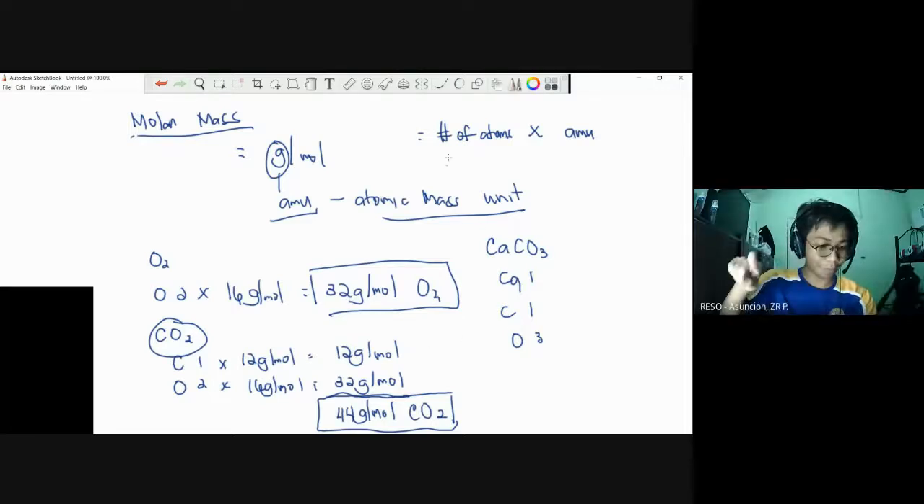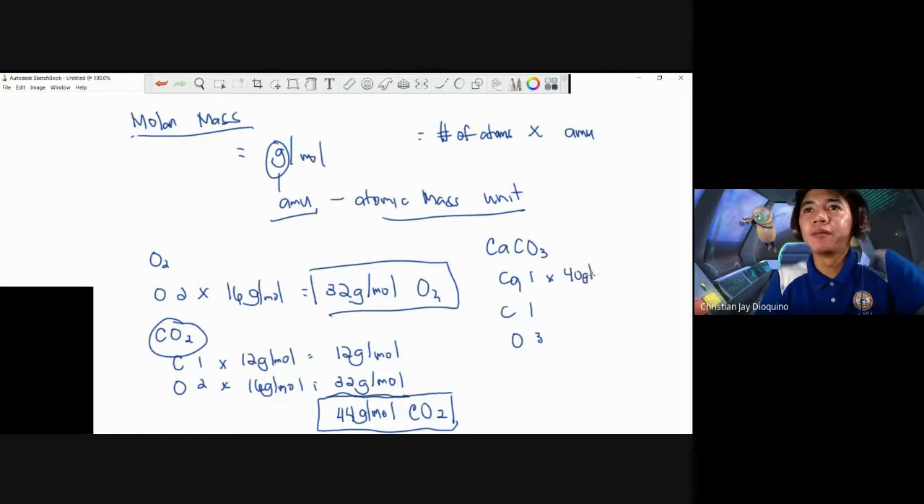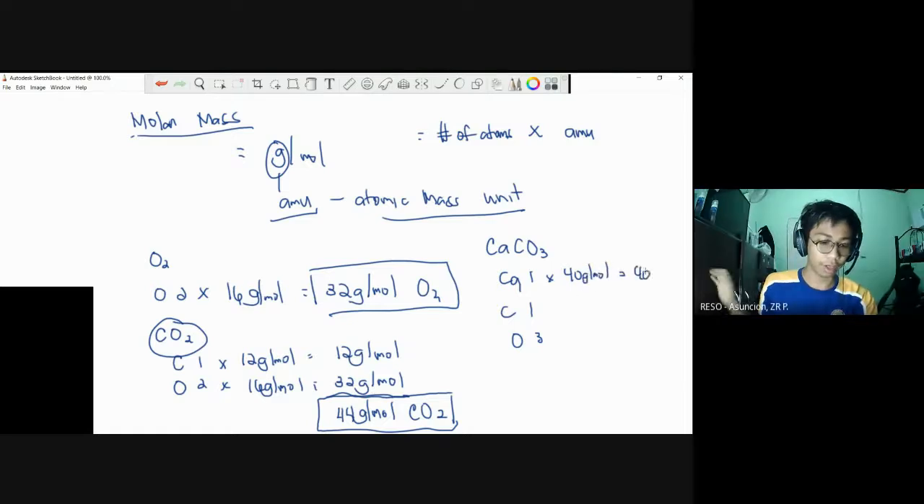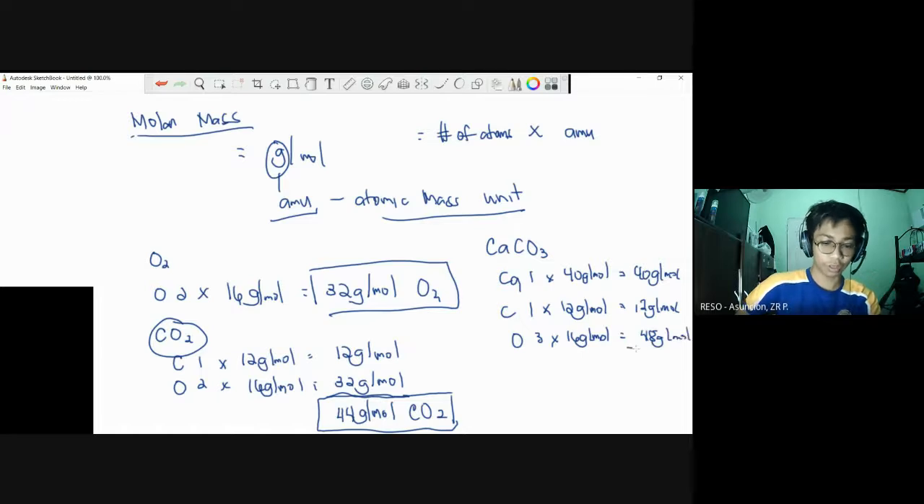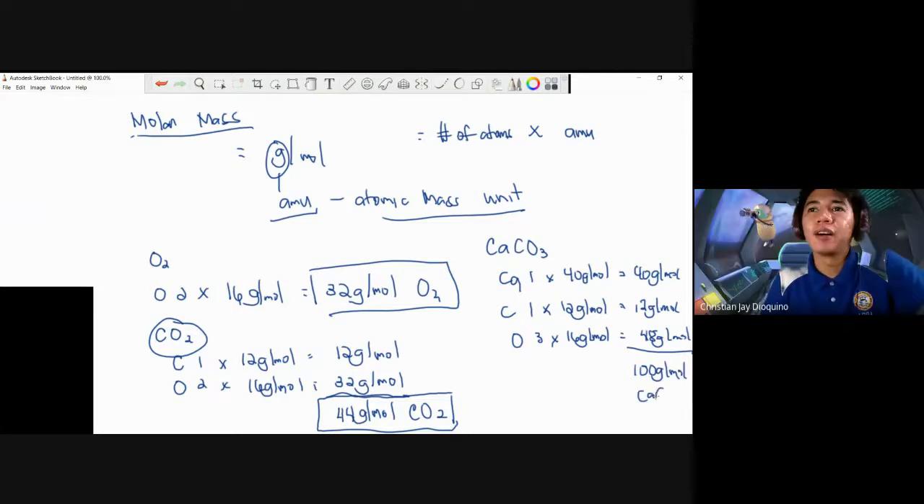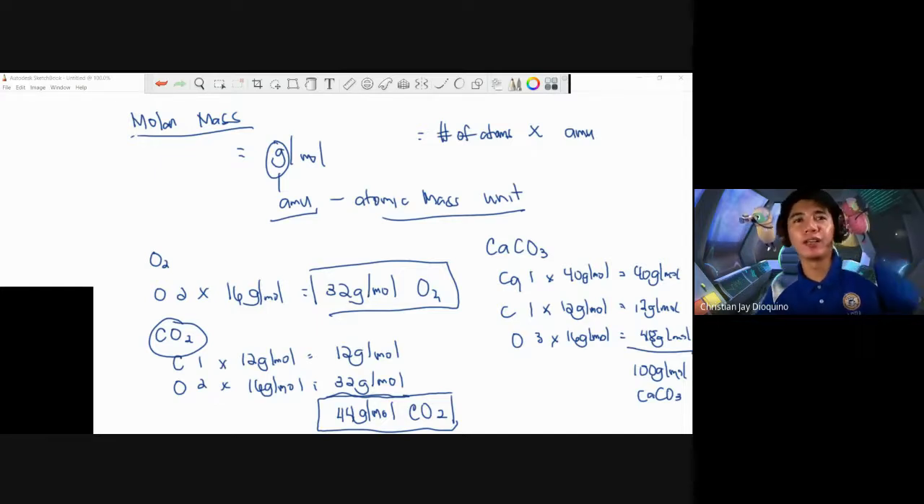Solution. Sir, yung Ca po times 40, magiging 40 g/mol yan. Tapos yung C po ay 12, ganun pa din po sa kabila, 12 g/mol. O, 3 times 16 po, 48. With a total of 100 g/mol CaCO3. Okay. Correct. 100 grams per mole of CaCO3 or calcium carbonate. Same answer nakuha. Okay, goods. Next.